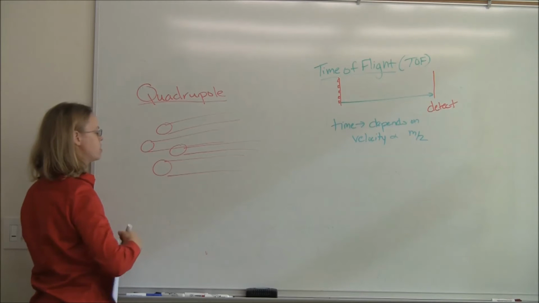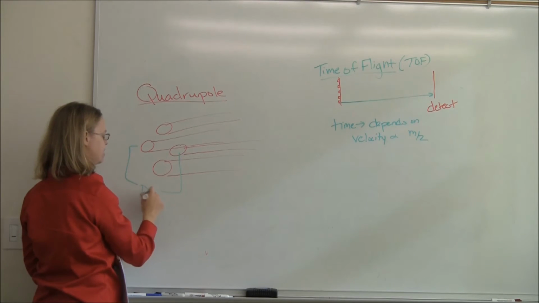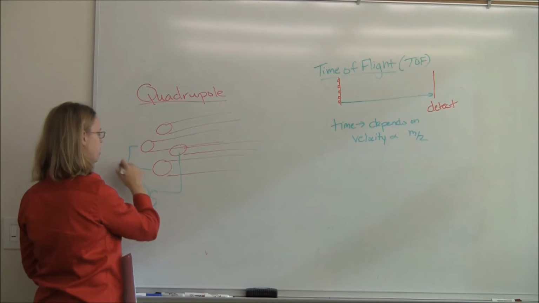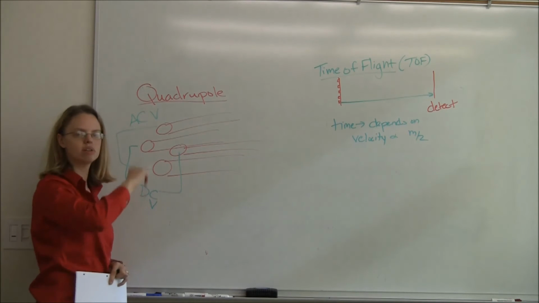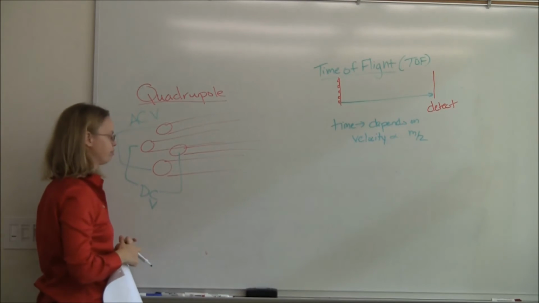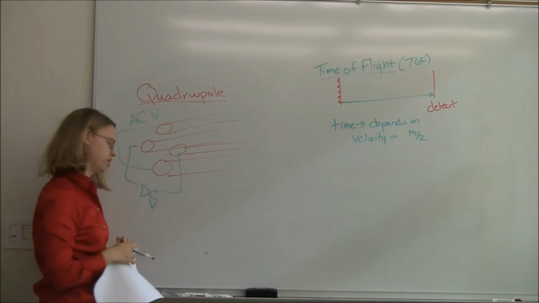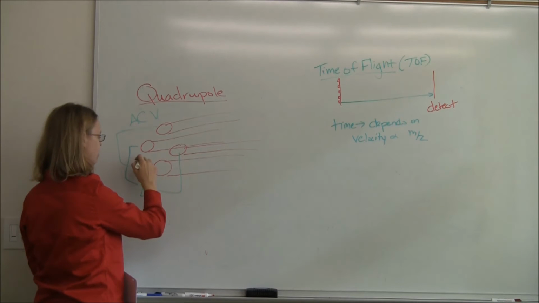What we're going to do is between 2 of these rods, we apply a DC voltage, and between the other 2 rods, we apply an AC voltage. Remember, AC voltage is like a sine wave, one that moves, and DC voltage is constant. Don't worry, the instrument does all the voltages for you. The main idea is that this is a mass filter.